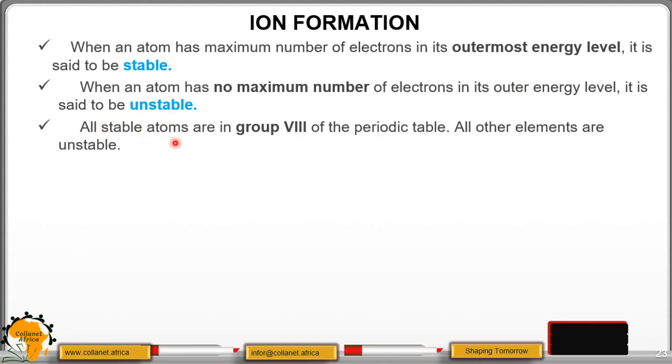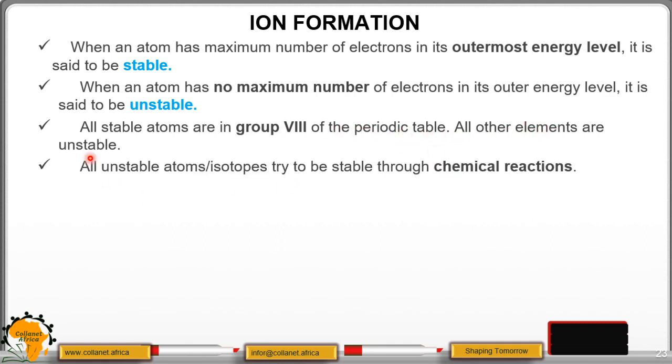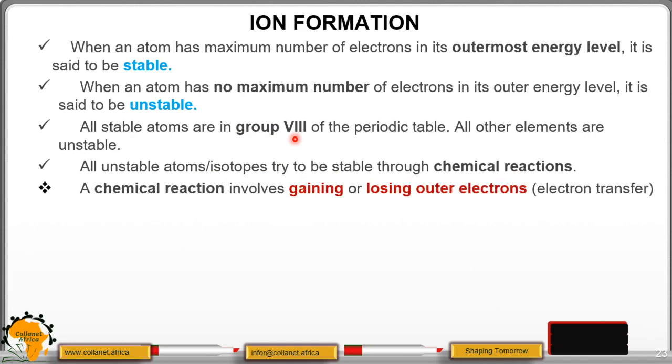All stable atoms are in group 8 of the periodic table. All other elements are unstable. And all unstable atoms or isotopes try to become stable through chemical reaction. So they either gain or lose electrons to gain the stable structure of the group 8 elements. A chemical reaction involves gaining or losing outer electrons, or maybe transfer of electrons.